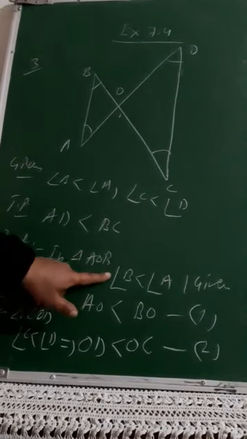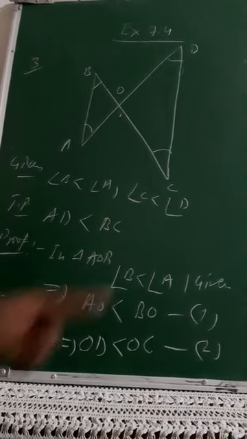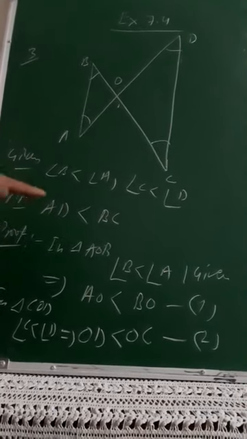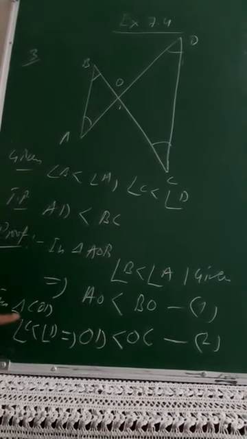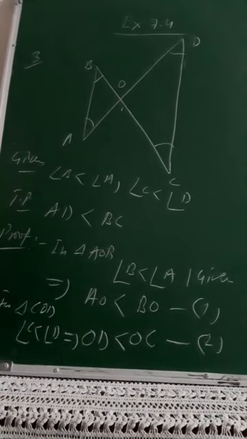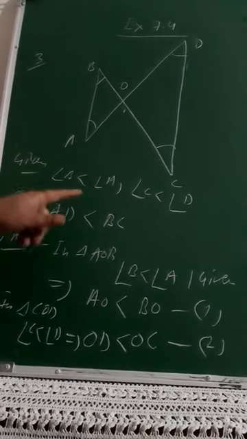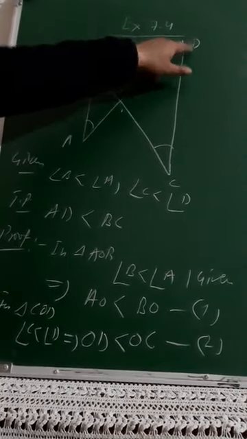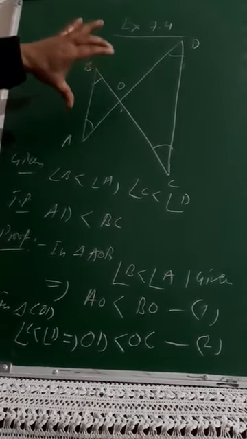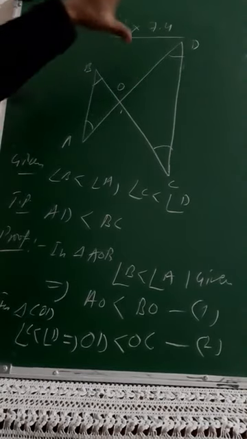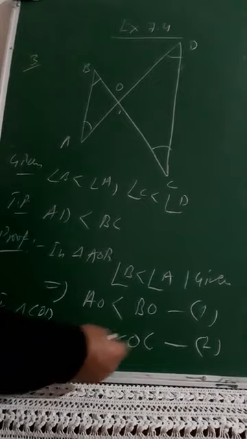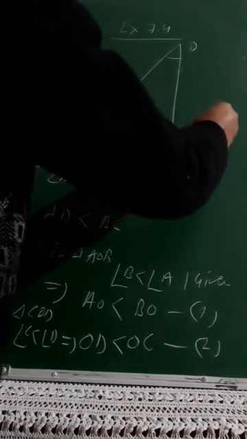On behalf of this, I have written AO is less than BO, because the side opposite to the greater angle is greater and the side opposite to the lesser angle will be lesser. Similarly here, OD is less than OC. Now you need to prove what? AD. Look at this AD. AD is divided into 2 parts, AO and OD. You see AO I have got here, OD also I have got here. So finally, add 1 and 2.